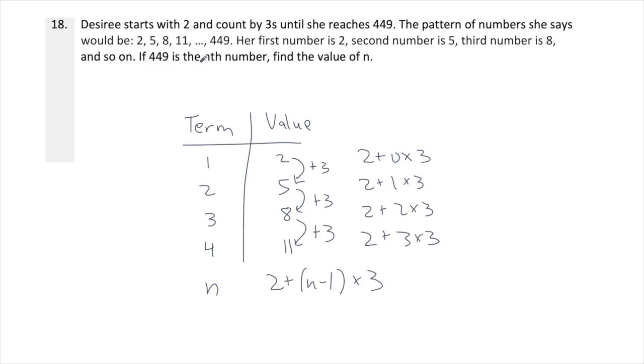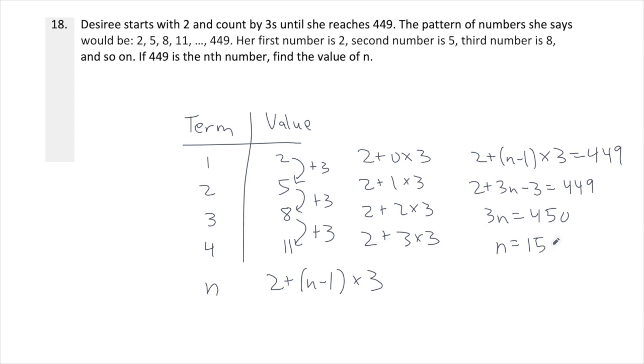Now let's refer back to the problem. We have to find the nth number when it is equal to 449. So we can write the equation 2 plus n minus 1 times 3 is equal to 449. We can distribute the n minus 1, and we have 2 plus 3n minus 3 is equal to 449. Simplifying this equation, we have 3n is equal to 450. Dividing both sides by 3, we have that n is equal to 150. So that means the answer to this problem is 150.